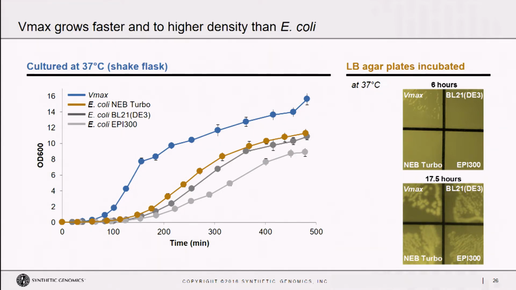So here's a growth curve comparing Vmax in blue to several E. coli strains, including one of the fastest growing E. coli strains shown in gold. So you can see Vmax grows much faster into a higher density than any of the E. coli strains. And on the right is showing that Vmax colonies are clearly visible after 6 hours. You can even see them after 4 hours, but none of the E. coli colonies are yet visible.